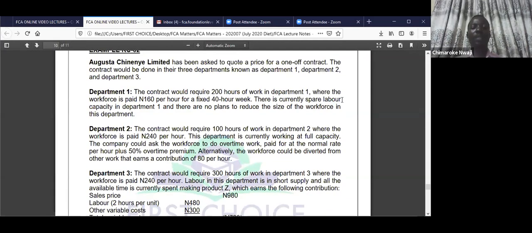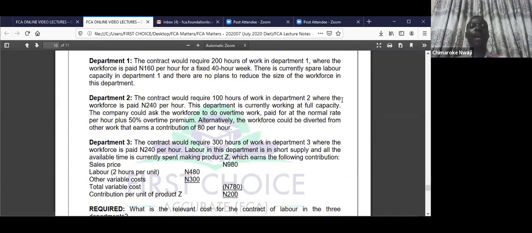Now, Department 3. The contract will require 300 hours of work in Department 3, where the workforce is paid 240 naira per hour. Labor in this department is in short supply, and all the available time is currently spent making product Z, which earns the following contribution. Look at the sales price, 980. The labor is 2 hours per unit. It is significant that 2 hours per unit is stated there, because we are talking about labor.